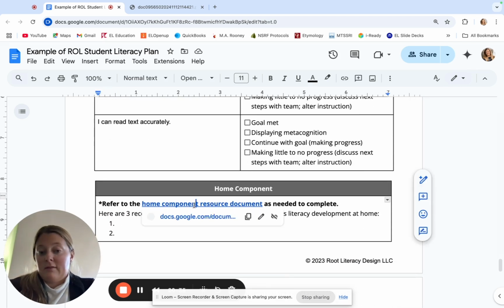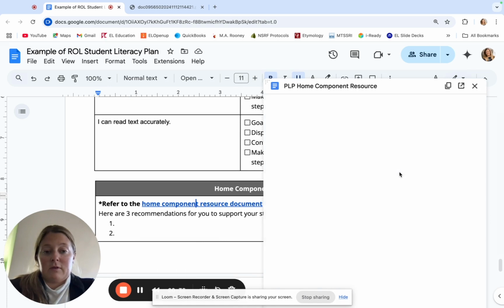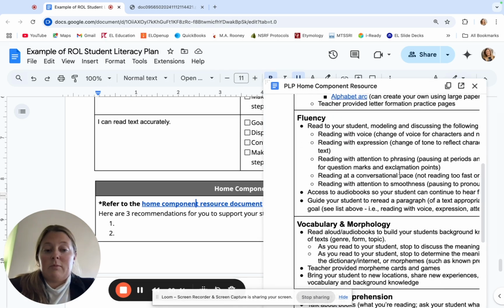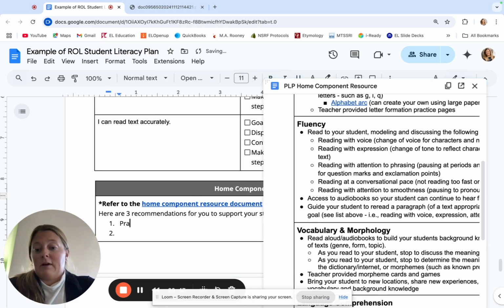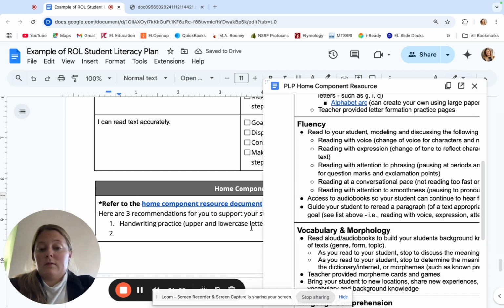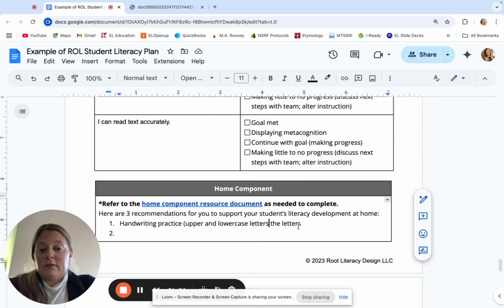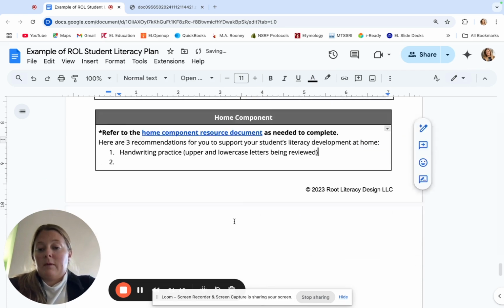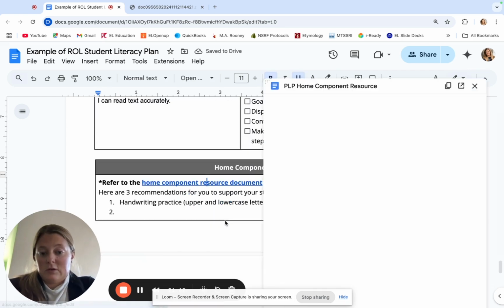And a home component. So there's some resources here I could pull from. I think it would be really great to have the students practice the letters he's learning. So like handwriting practice, we could send stuff home for that. So handwriting practice, we could just do like upper and lowercase letters being reviewed. Let me close that for a second. Letters being reviewed.